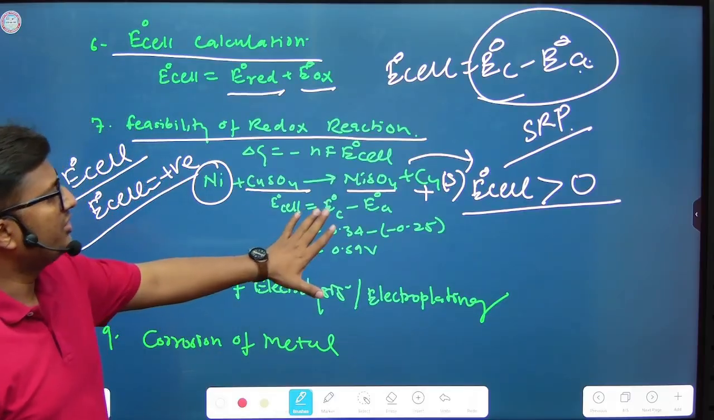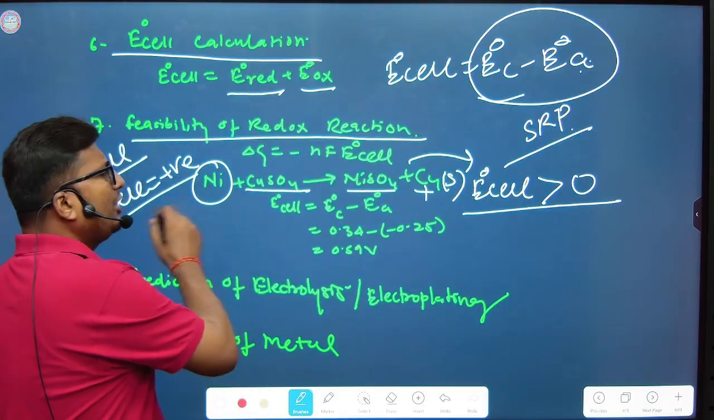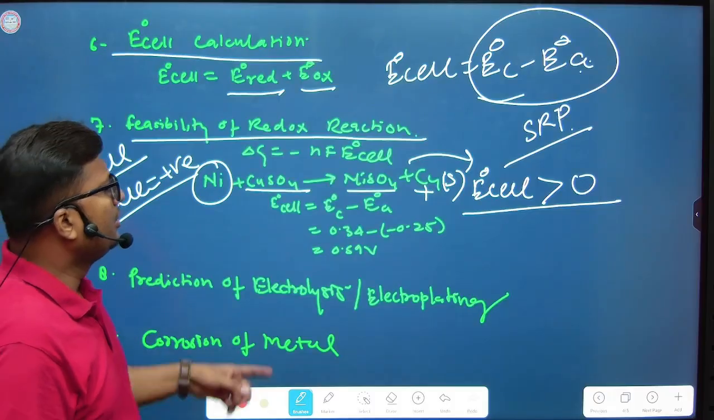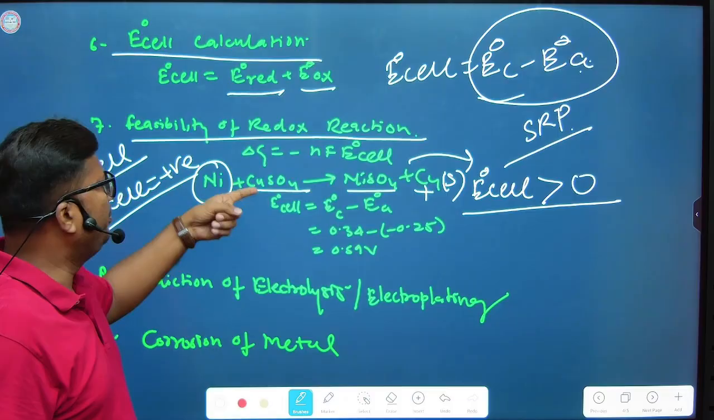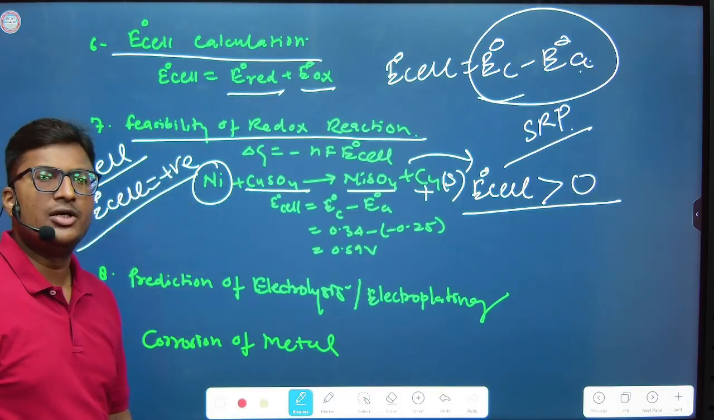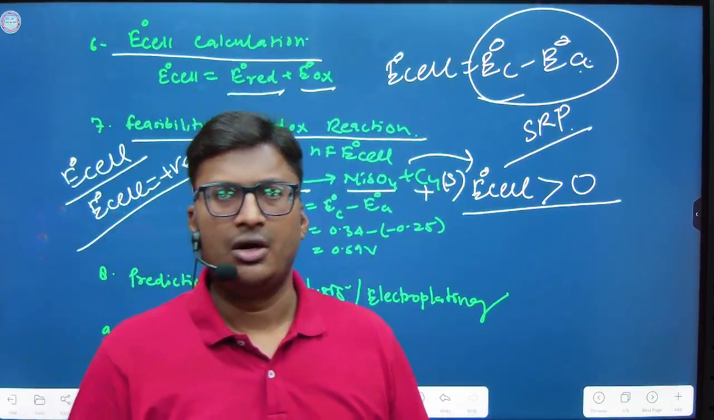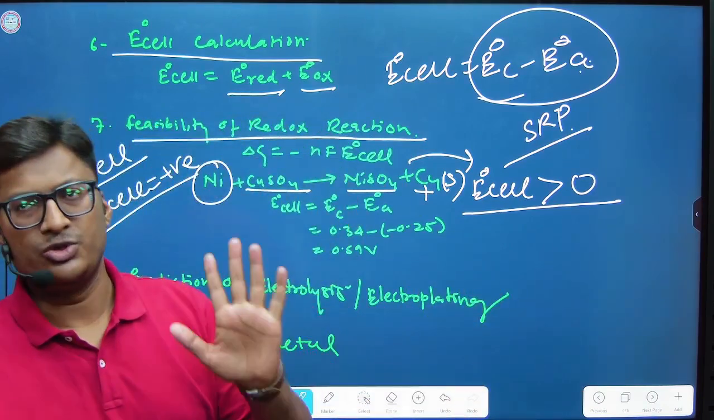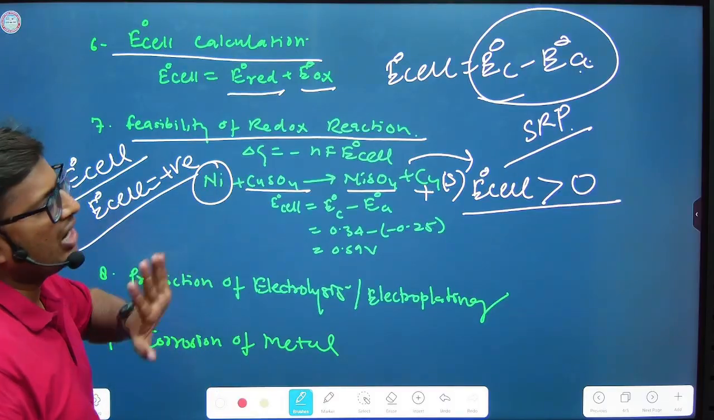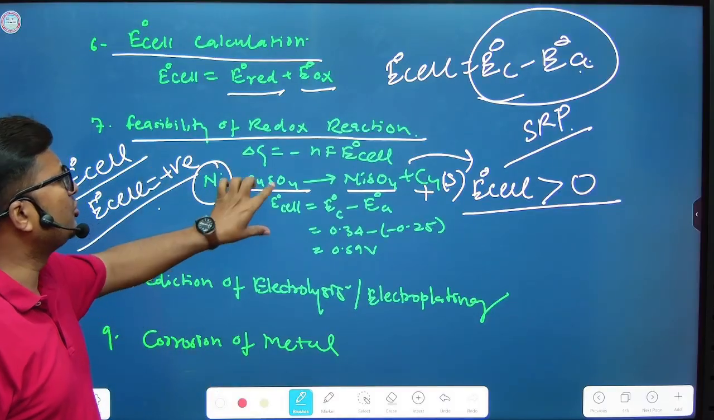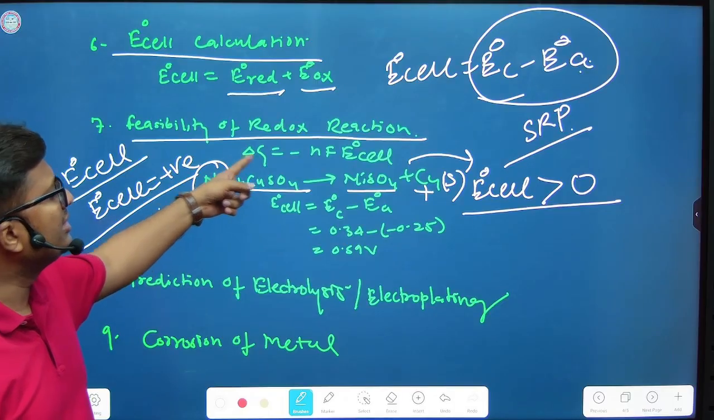So both are the standard reduction potential. In the electrochemical series, the copper is actually below compared to nickel, right? So nickel is just above the hydrogen, but this copper is below the hydrogen. So the reactive metal is nickel. Nickel is highly reactive compared to copper, so it can react with this solution and easily displace this copper. So this is converted back to nickel sulfate, right?